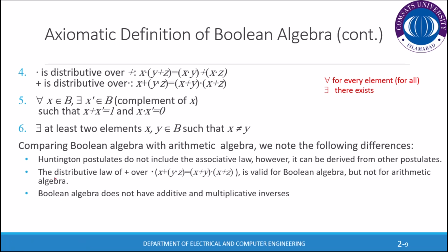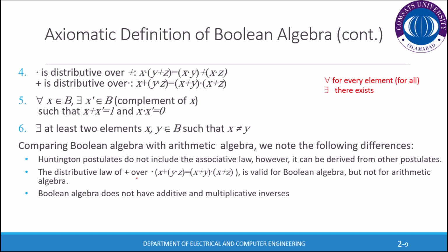Now when we compare our Boolean algebra with arithmetical algebra, the postulates do not include the associative law. However, it can be derived from other postulates. Directly, we don't have the associative law, but we can manipulate or derive it.